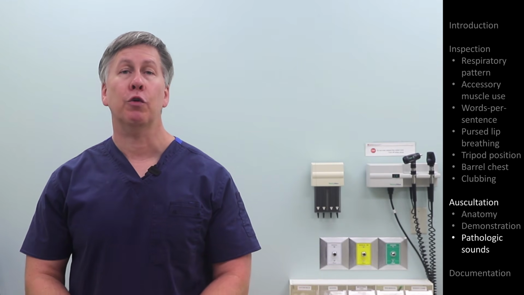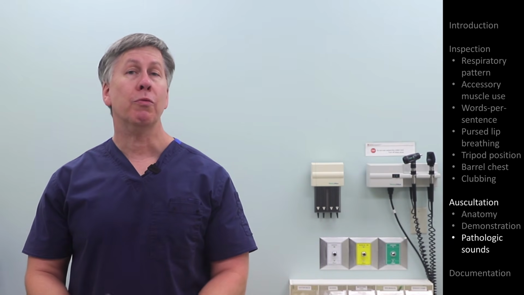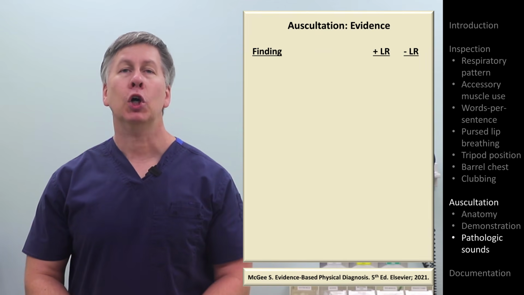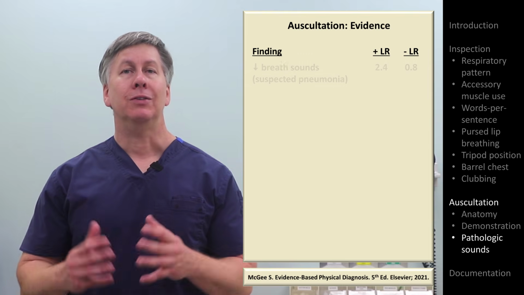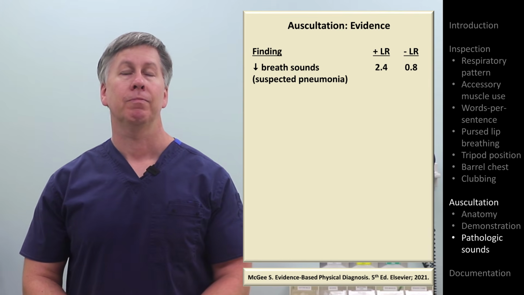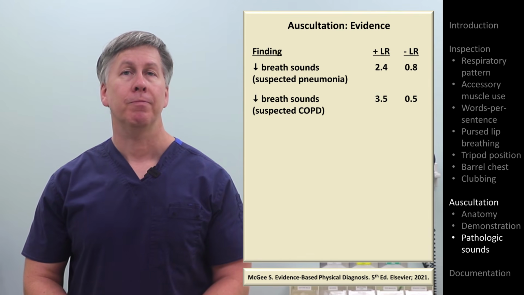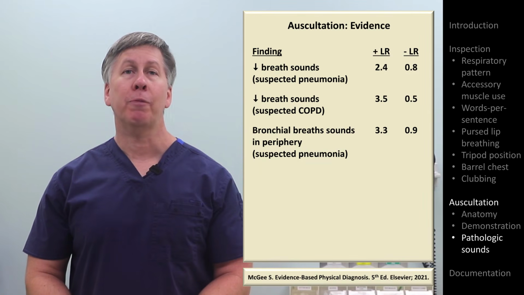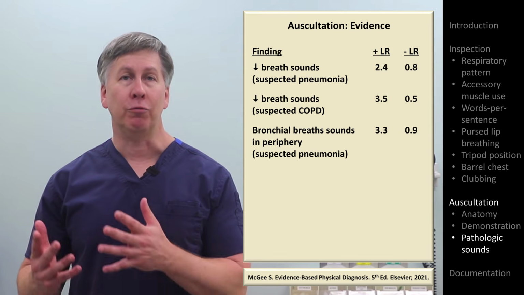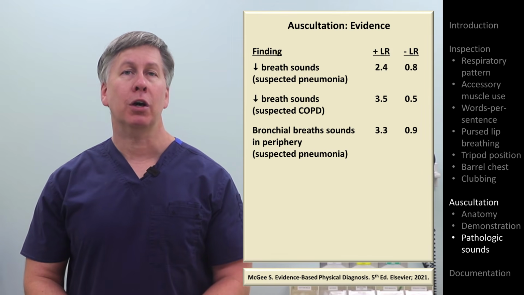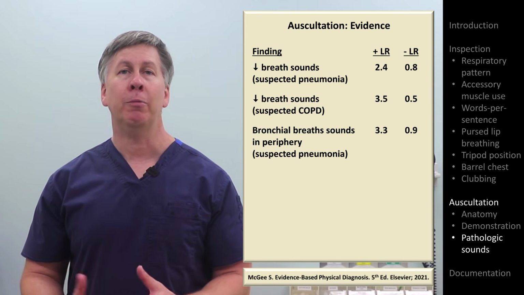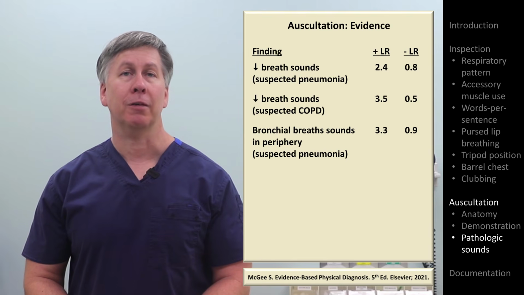Now I'll move on to the evidence for pulmonary auscultation. Well, there are many studies looking at a variety of findings in a variety of situations. Focusing on just the most commonly relevant, decreased breath sounds are modestly helpful at ruling in pneumonia, not so much ruling it out. The same goes for COPD. Bronchial breath sounds in the periphery are helpful for diagnosing pneumonia in patients with cough and fever, but their absence is not helpful in ruling it out. This is presumably because most pneumonias in the 21st century are not the classic, dense, lobar type of pneumonia that would be necessary to produce this finding.